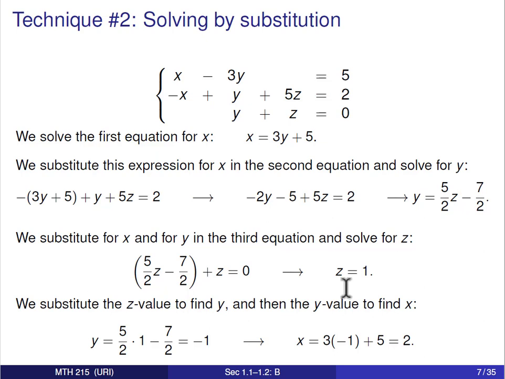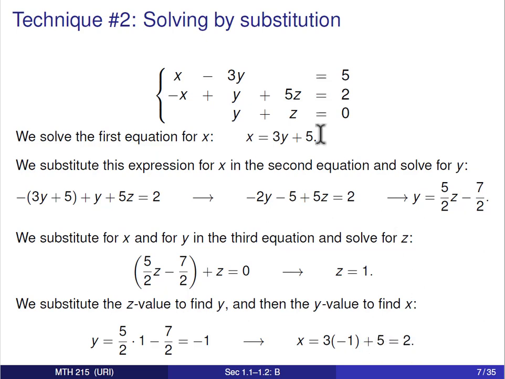And knowing what z is, I can now go back to the previous equation. I knew that y was equal to 5/2 times z minus 7/2, so plugging 1 in for z gives me that value. I end up with a total of -1 for y. And then now knowing that y is equal to -1, I can go back to the first equation, put -1 in for y, and that will tell me that x is equal to 3 times -1 plus 5, or 2.